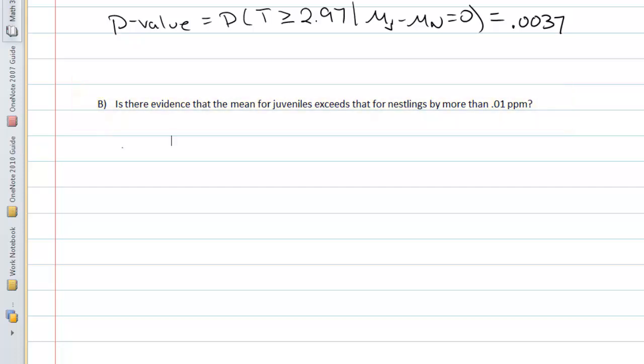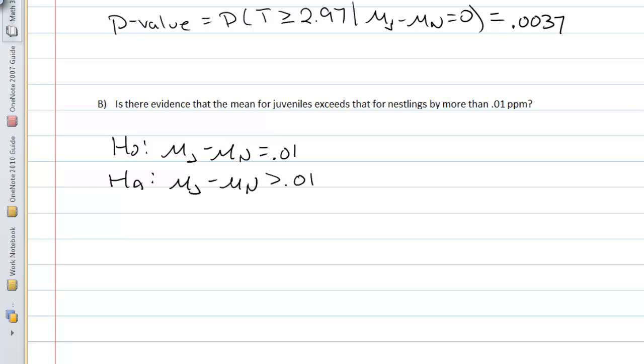All right. Slight change in the hypothesis. Here, the null hypothesis, again, is the mean for the juveniles minus the mean for the nestlings. In this case, we're saying that that difference is 0.01. The alternative: the mean for the juveniles exceeds the mean for the nestlings by more than 0.01.